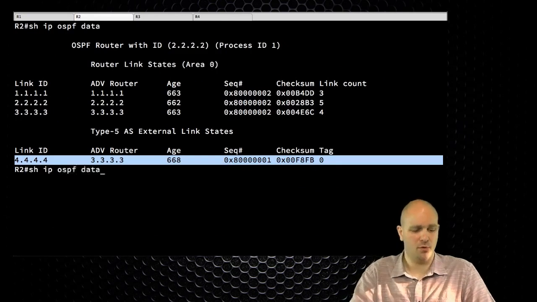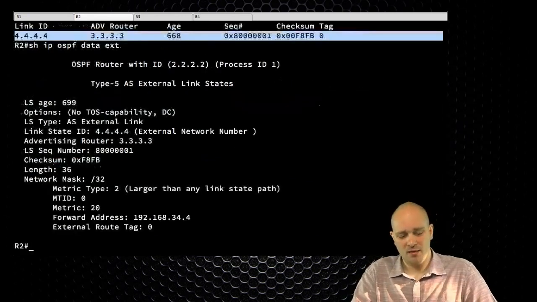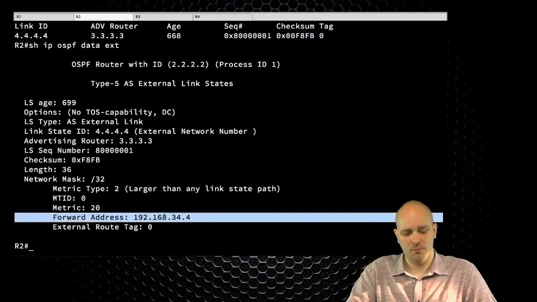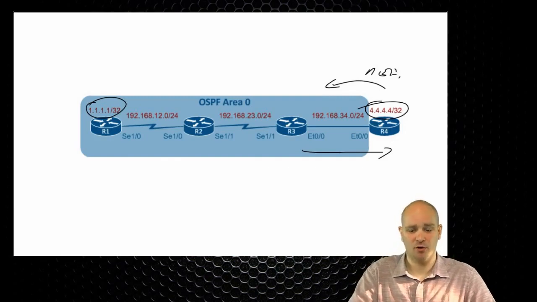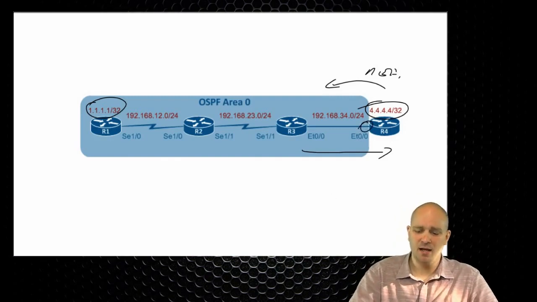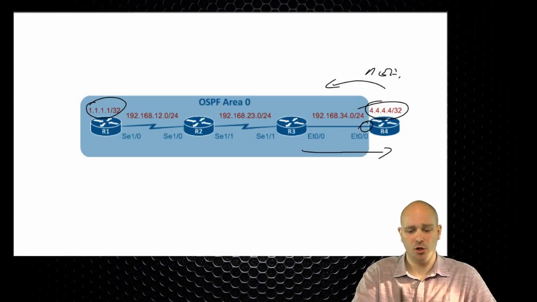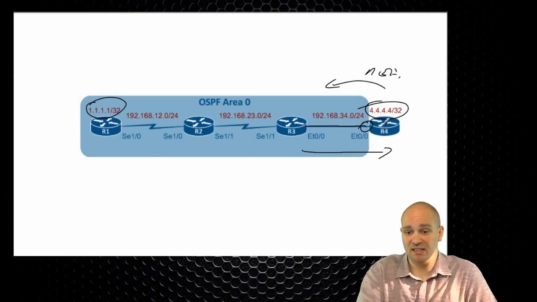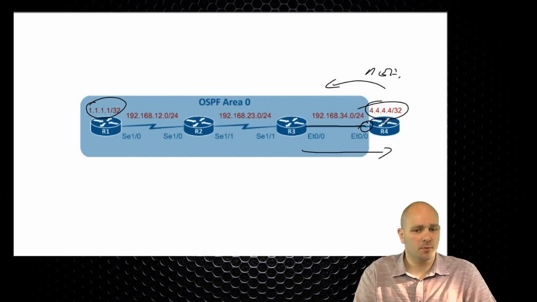So if I do show ip ospf database external, this is the LSA that I'm seeing. And one of the things that should kind of stick out is the forward address. I do have the forward address here, which says 192.168.34.4, which is nothing unusual, because if I take a look at the diagram, this is actually the IP address on R4 here on this link. So it kind of makes sense that this is the forwarding address. But there is a problem with this, because in OSPF, the forward address is not always going to be installed.